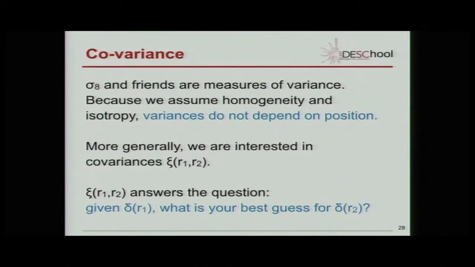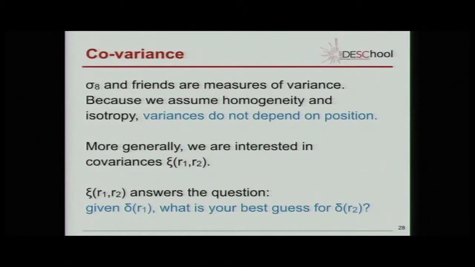So far we've just been looking at variance. Sigma 8 and other statistics like it are just measurements of variance. Because we assume homogeneity and isotropy, variances do not depend on position. So sigma 8, at a given redshift, is just one number for the whole universe. But more generally, we're interested in covariances, which are usually represented by this psi.